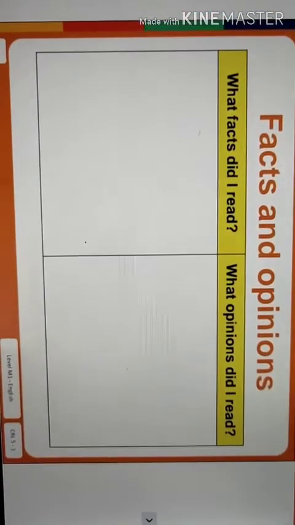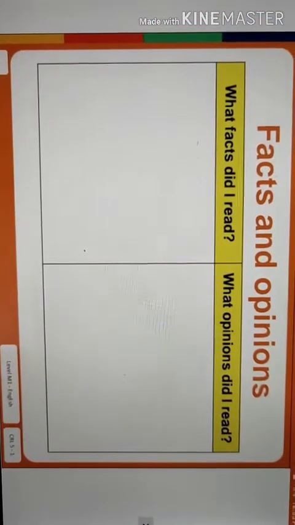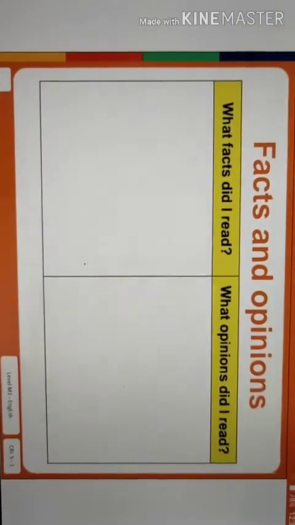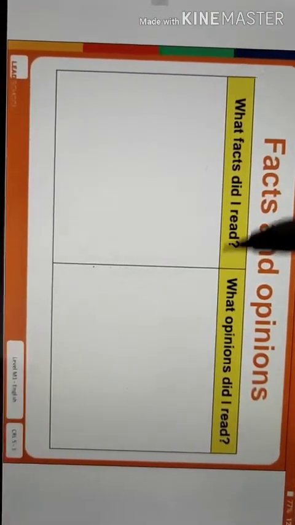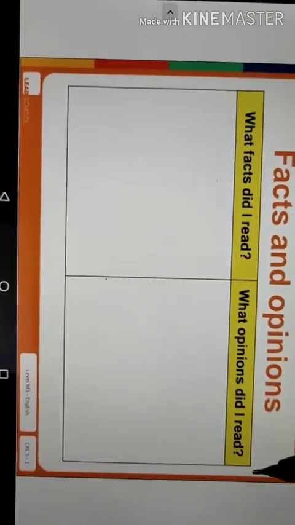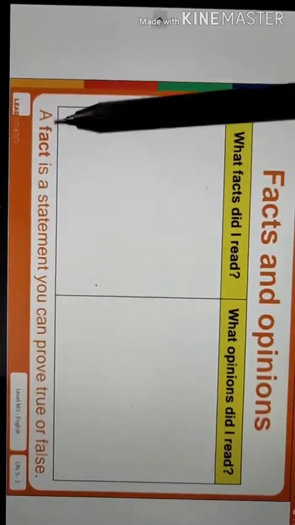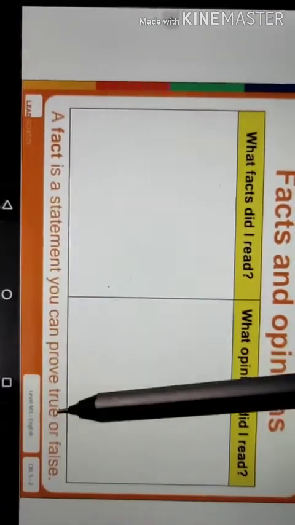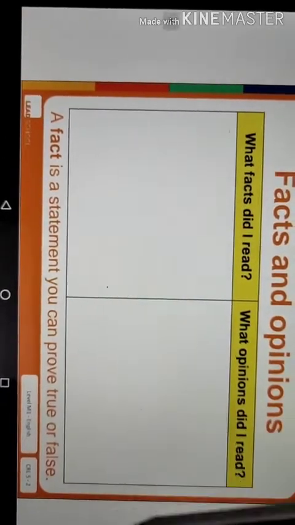We will learn more about facts and opinions about the story that we have just read. As you can see, two columns are there. In the first column it is written what fact did I read, and in the second column it is written what opinion did I read. What is a fact? A fact is a statement you can prove true or false.